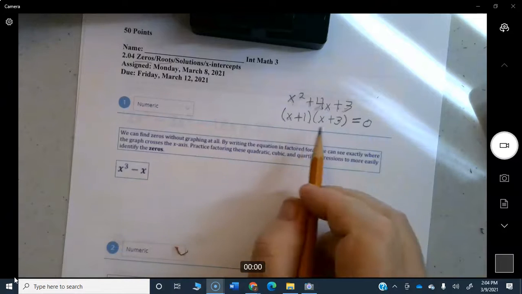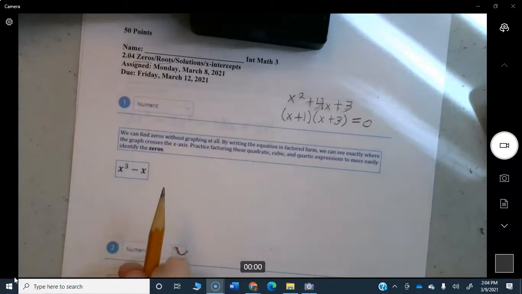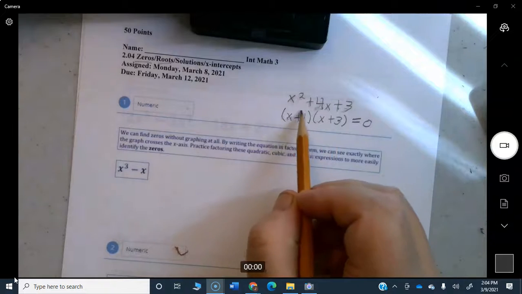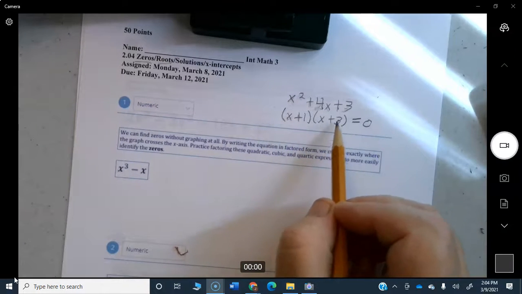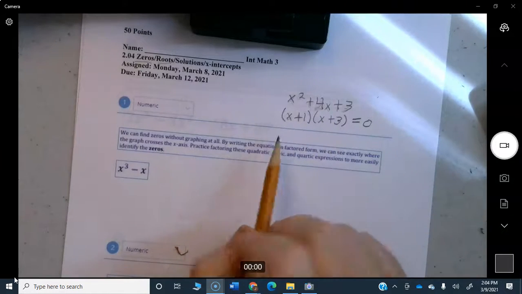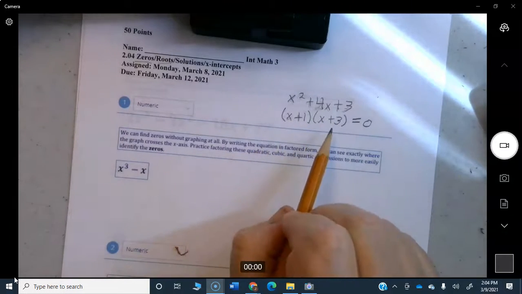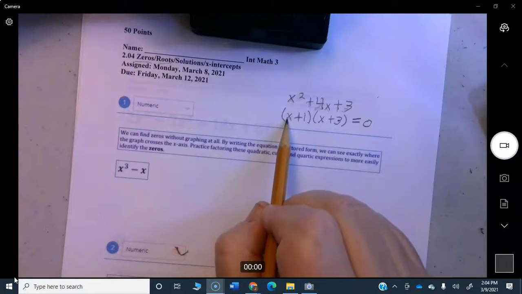Okay, so you simply take this factored form and you set it equal to 0. So the answer is, if this term becomes 0, then the entire equation becomes 0. It doesn't matter what this term is. And if this term becomes 0, the entire equation becomes 0. So it doesn't matter what this term would be. So we're going to find what makes x go to 0.